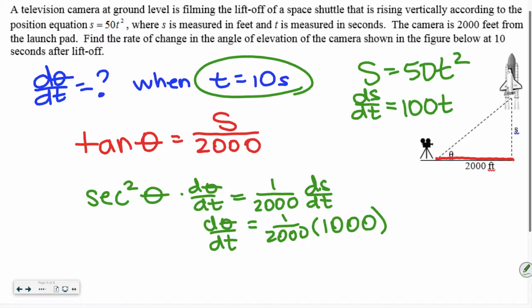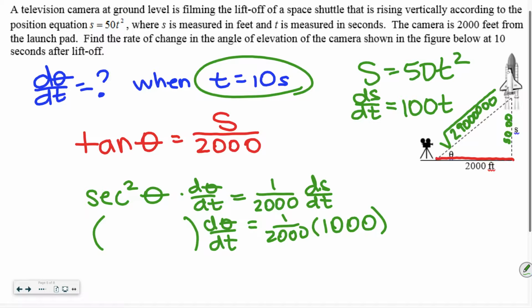What happened to this secant squared theta? Well, I haven't done anything with that one yet. Okay? How do we figure out secant squared theta? Okay, we have a right triangle, right? We know that this side is 2,000. If we plug in 10, because that's the time we were given, we know that this would be 5,000, because S is 50t squared, so plugging in 10 squared is 100 times 50, which is 5,000. Okay, so if we did the Pythagorean theorem with 2,000 and 5,000, we would get that ridiculous number for the hypotenuse, but that's okay.